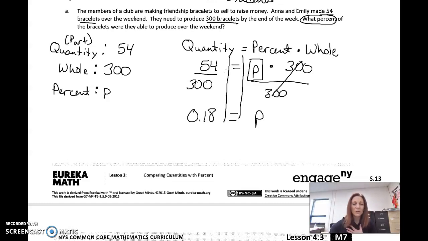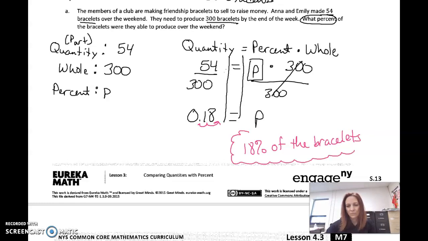Now remember, we always want to make sure we're answering the question being asked, and the question is what percent? Well, this isn't a percent. This is a decimal. So go back to when we were converting percents and decimals. If I have a decimal and I want to make a percent, I move it 2 places to the right and add the percent sign. So what percent of the bracelets were they able to produce over the weekend? 18% of the bracelets. Again, the more you write down, the easier and the less you have to think.